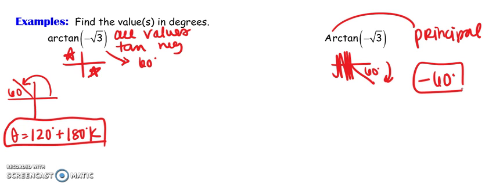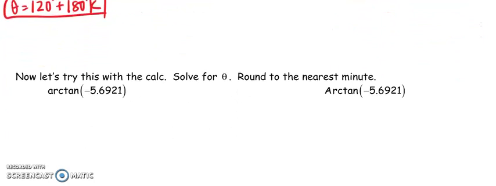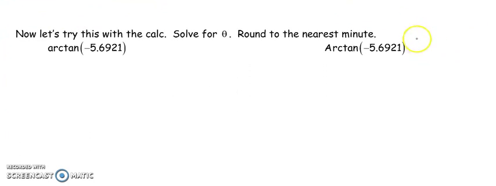Okay, so now we're going to try it with the calculator. I'm just jotting something down on my paper real quick. Okay, I'm going to try this with the calculator, so I'm going to jot down here. So first let's do principal. So principal is when you have a capital A.